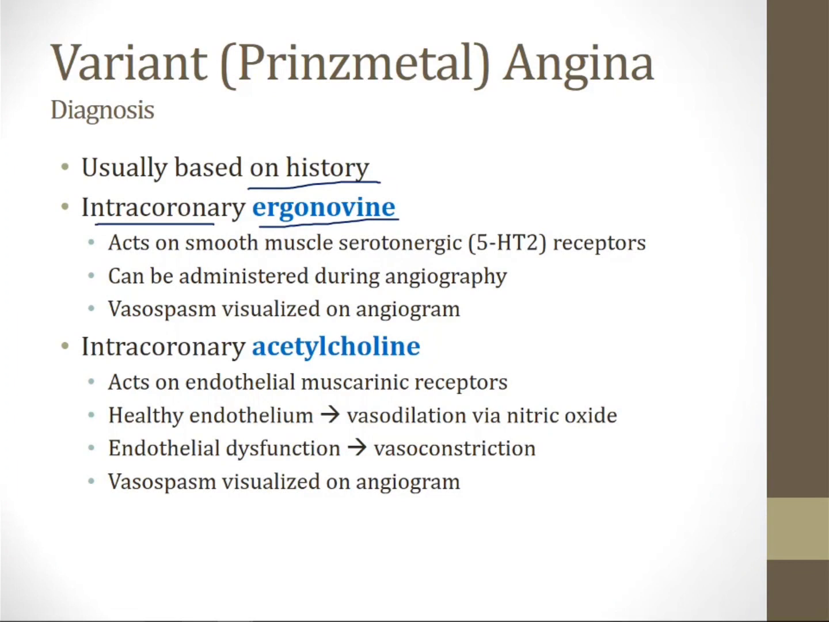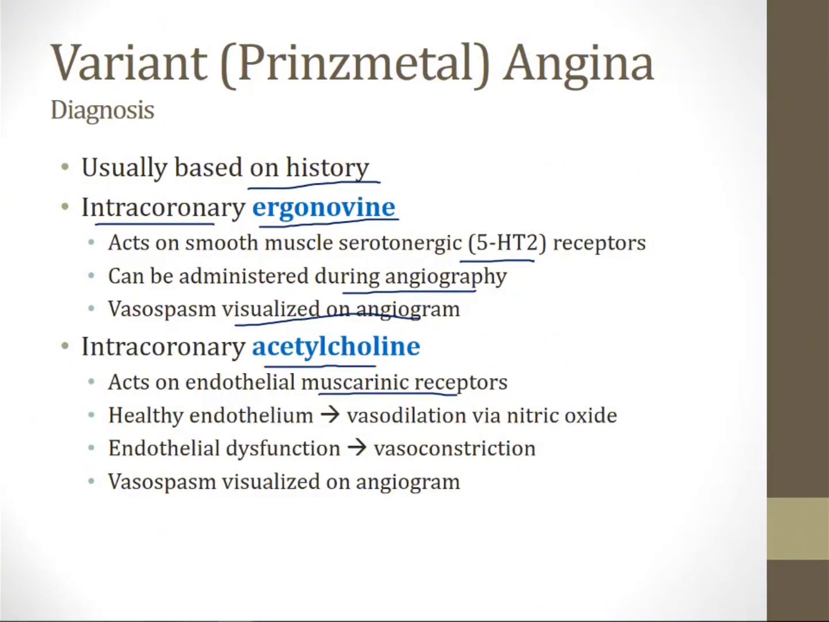Ergonovine acts on smooth muscle serotonin receptors, 5-HT2 receptors, and it can be administered during angiography, and it will cause vasospasm that you can directly visualize on the angiogram. Another way you can make this diagnosis is by injecting intracoronary acetylcholine. Acetylcholine, as you probably know, works on muscarinic receptors in the endothelium.